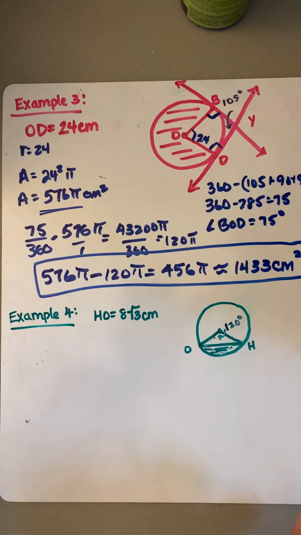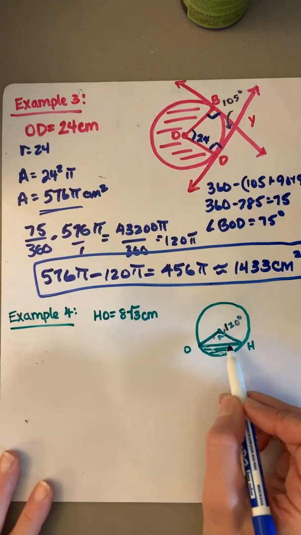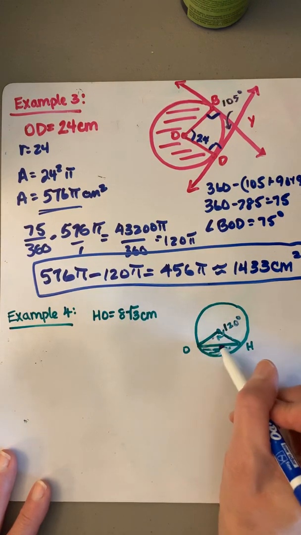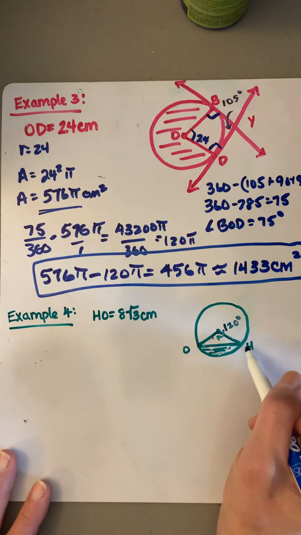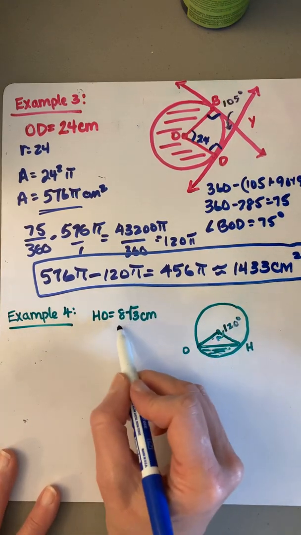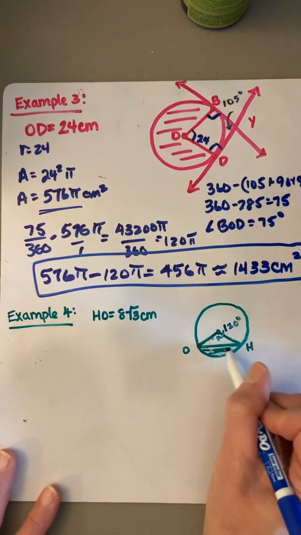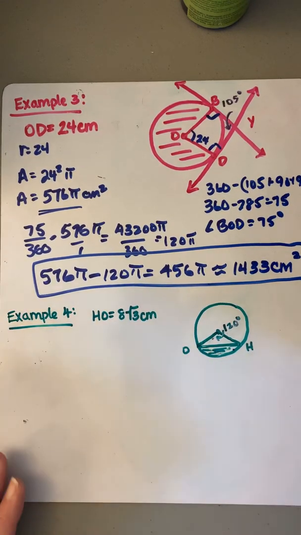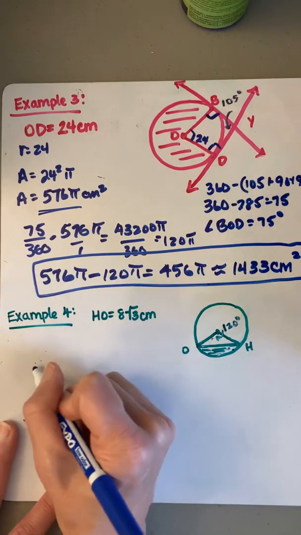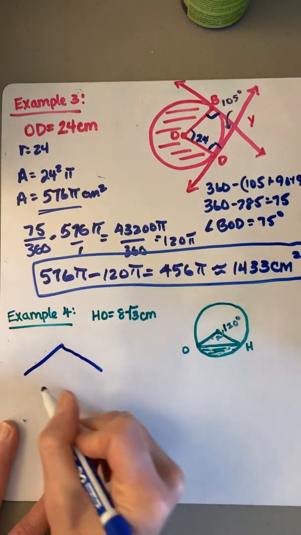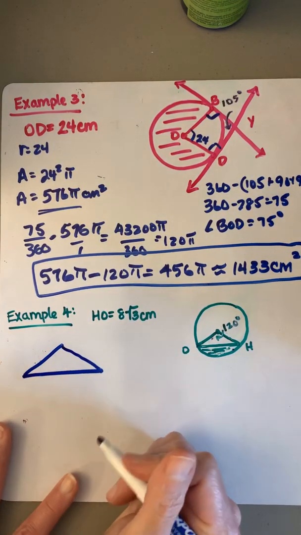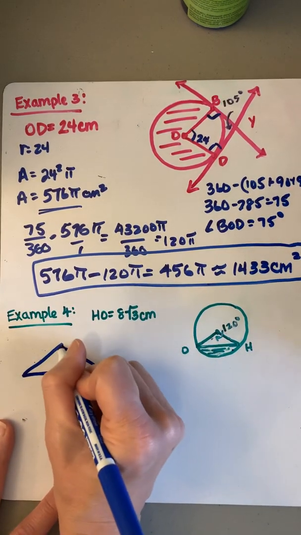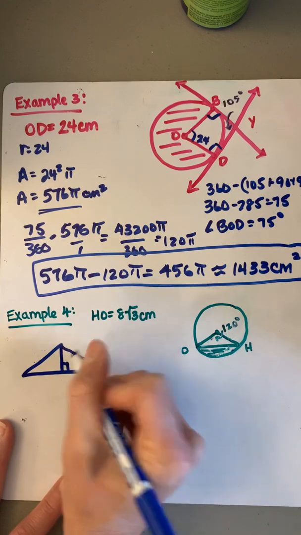This is example 4. In this one, we have a circle, and it has a central angle drawn that's at 120 degrees. And then we have a chord here, OH, and it tells me that HO is 8 times the square root of 3. We want to know the area of this shaded part right here. So first thing I'm going to do is redraw that triangle. Remember, this whole section is about Pythagorean theorem, right? Triangles and circles.